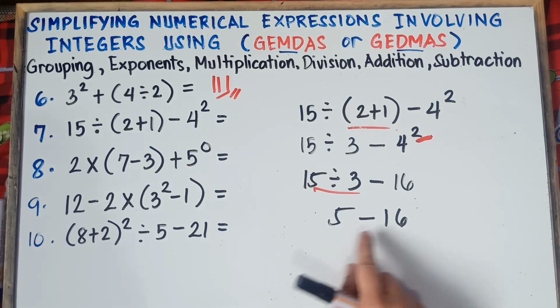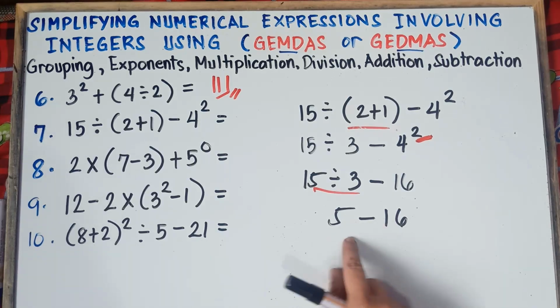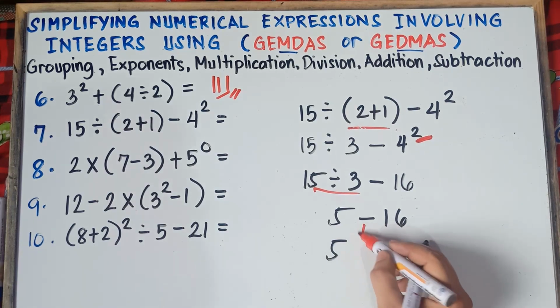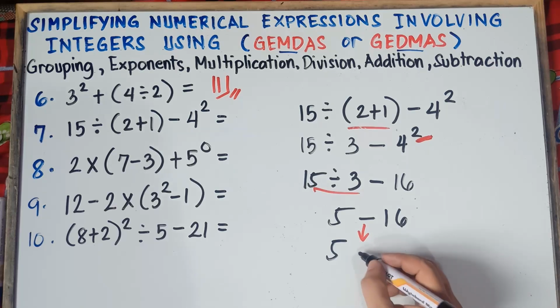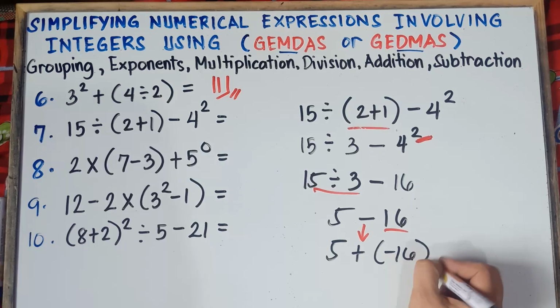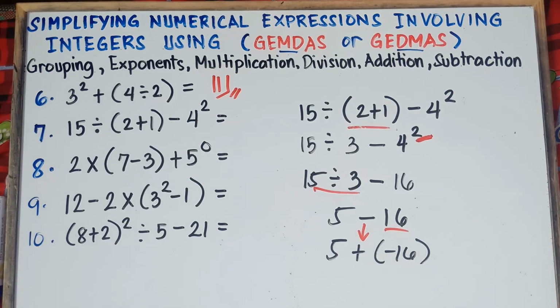And then 5 minus 16, we can apply the rules in subtraction. Copy the first integer. Change this sign. This is a subtraction sign, it would be an addition sign. This becomes a plus sign. And then change the sign of the second number to its opposite. This is positive 16, it will be negative 16. And then proceed to the rules in addition.